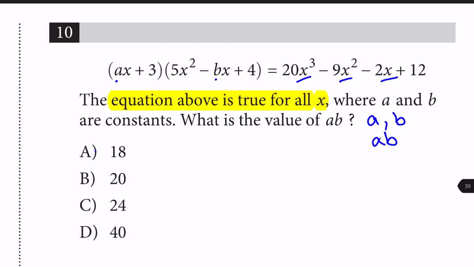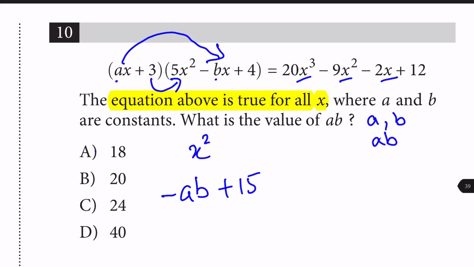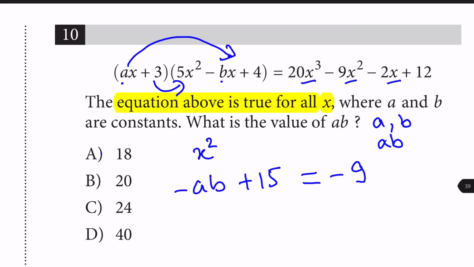Now we need to get the part where we get the product of A and B. And that happens in x squared, because we can notice that if we multiply these two terms, I get negative AB as coefficient. But that's not the only x squared on the left hand side. There's another way to get x squared, so we need to consider those two terms too, which gets us the coefficient of 15. So if we were to add these two coefficients, we should get the coefficient on the right hand side, which is negative 9. Now we just need to solve this equation to get the value of AB. That is equal to 15 plus 9, and that's 24.